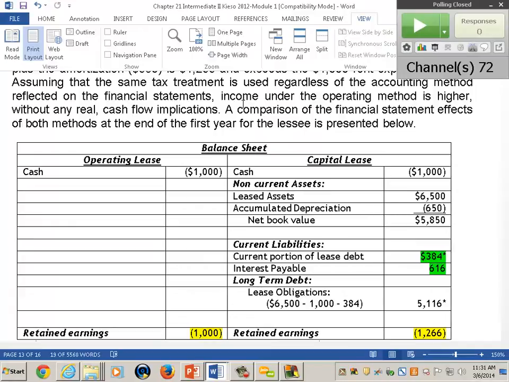If you remember last semester, we said, what if you had a long-term debt with a face value of $10,000 and $1,000 is paid every year? How much is current? $1,000 is current, $9,000 is long-term. So it's the same idea. You need to separate out the amount of the debt that's due next year, and the balance, the 5,116, is not going to use up current assets. And that's why it's still long term.